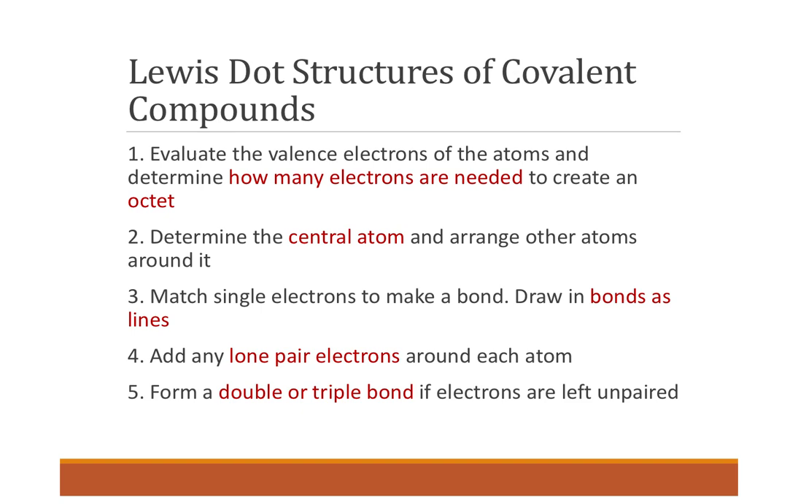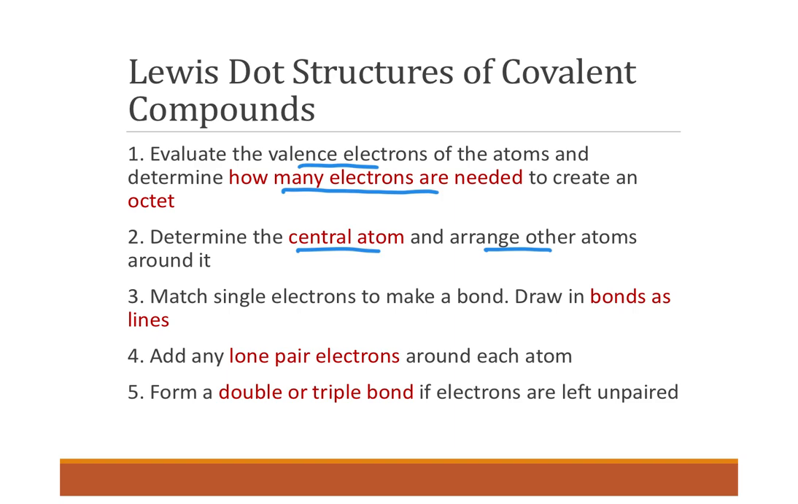So how do we use these Lewis dot structures to show the bonds in a covalent compound? Well, the first step is to evaluate the valence electrons that are present already on the atoms involved in your compound and determine how many more electrons are needed to create that octet. From that point, you figure out what's going to be your central atom that you're going to be building off of. Usually it's the one that has the most bonds needed, and then arrange the other atoms around it. Sometimes it takes a couple tries to figure out how to best arrange things.